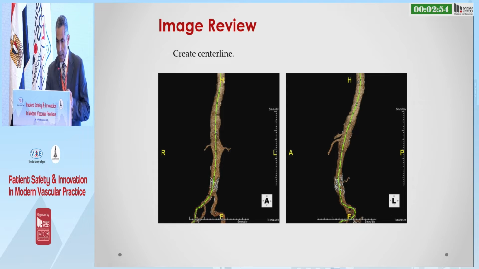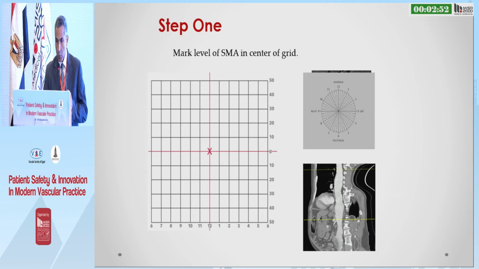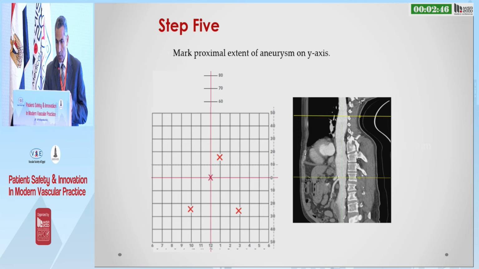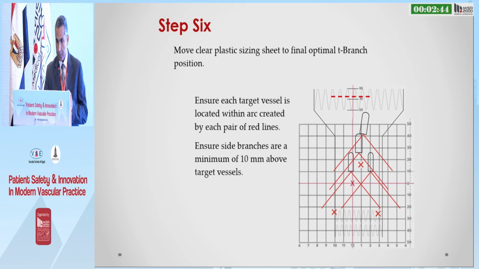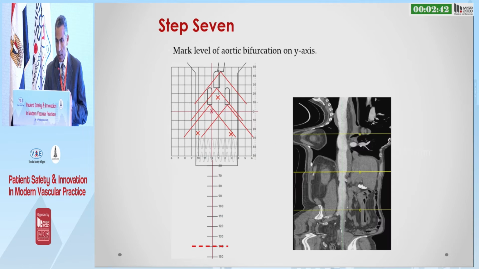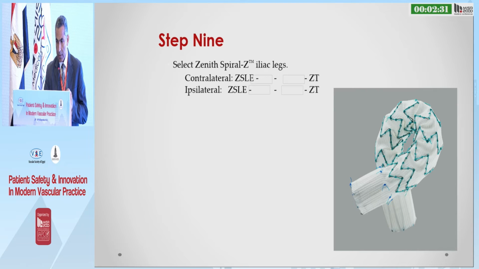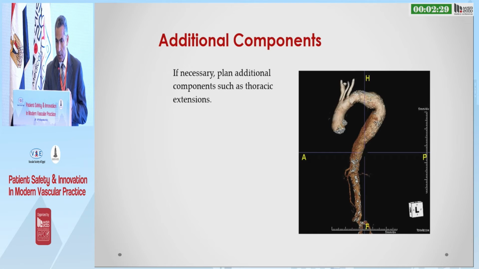the surgery. In the image review, we usually mark the SMA in the center of the grid, and you know all these steps, so I will just pass through them very quickly. And you have to know that all branches covered in this sheet will be eligible to cannulate. This selects the size of the universal distal body and step 9.